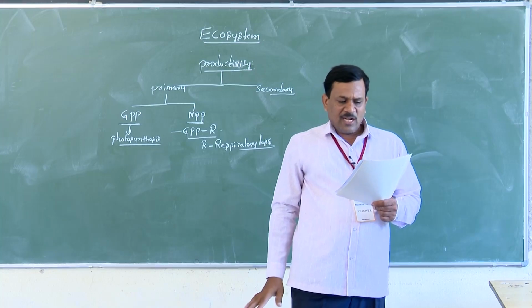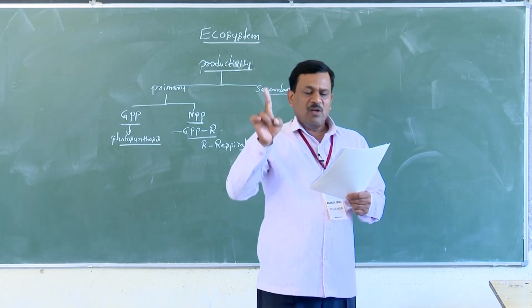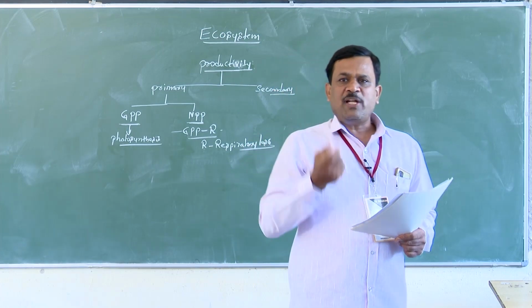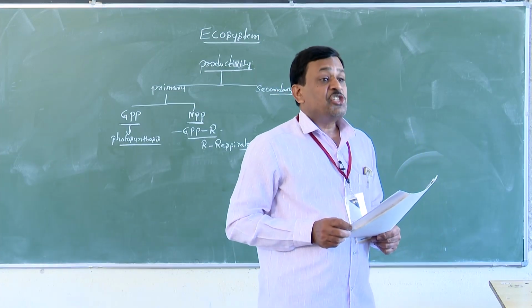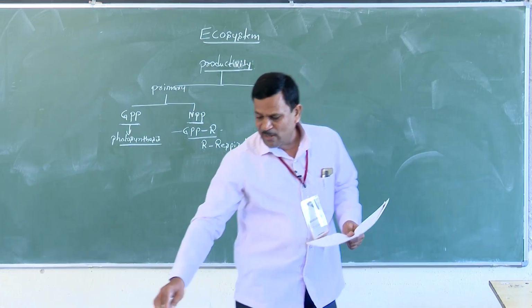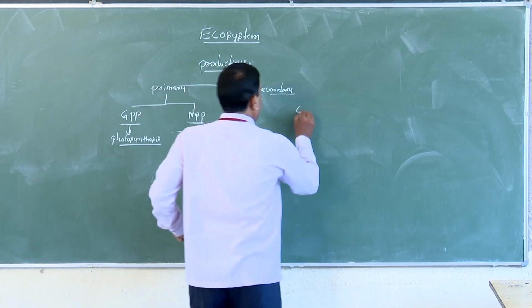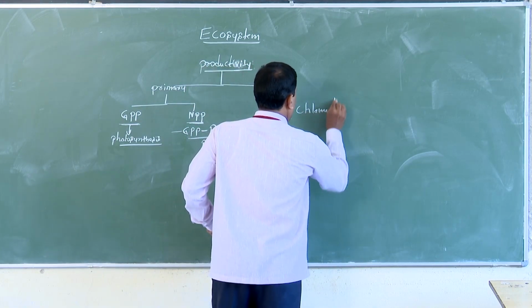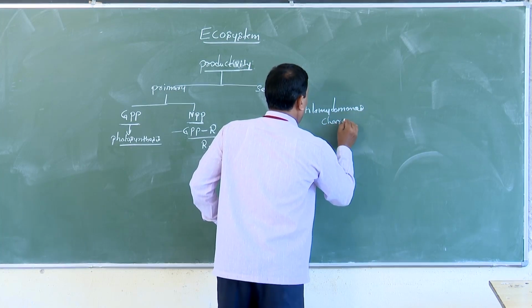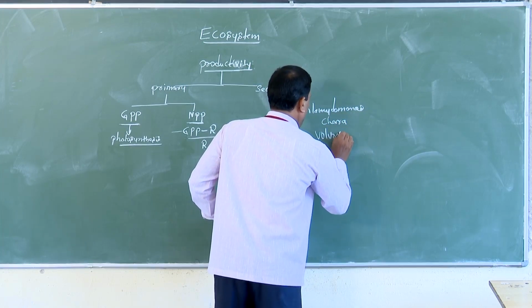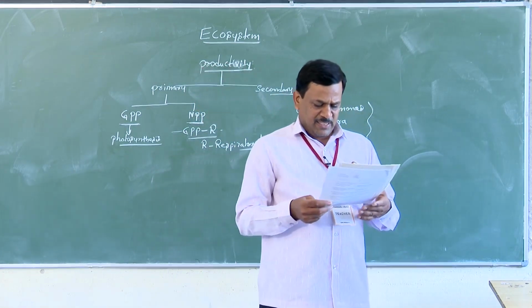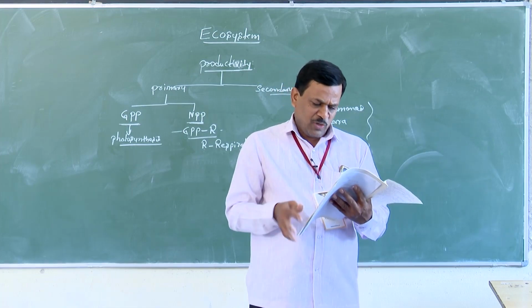Clear, students? The first pioneer species in water is phytoplankton, small microorganisms. Good examples are Chlamydomonas, Chara, and Volvox, green algae. Chlamydomonas, C-H-L-A-M-Y-D-O-M-O-N-A-S. These are examples of pioneer species. Did you understand the pioneer species, students?